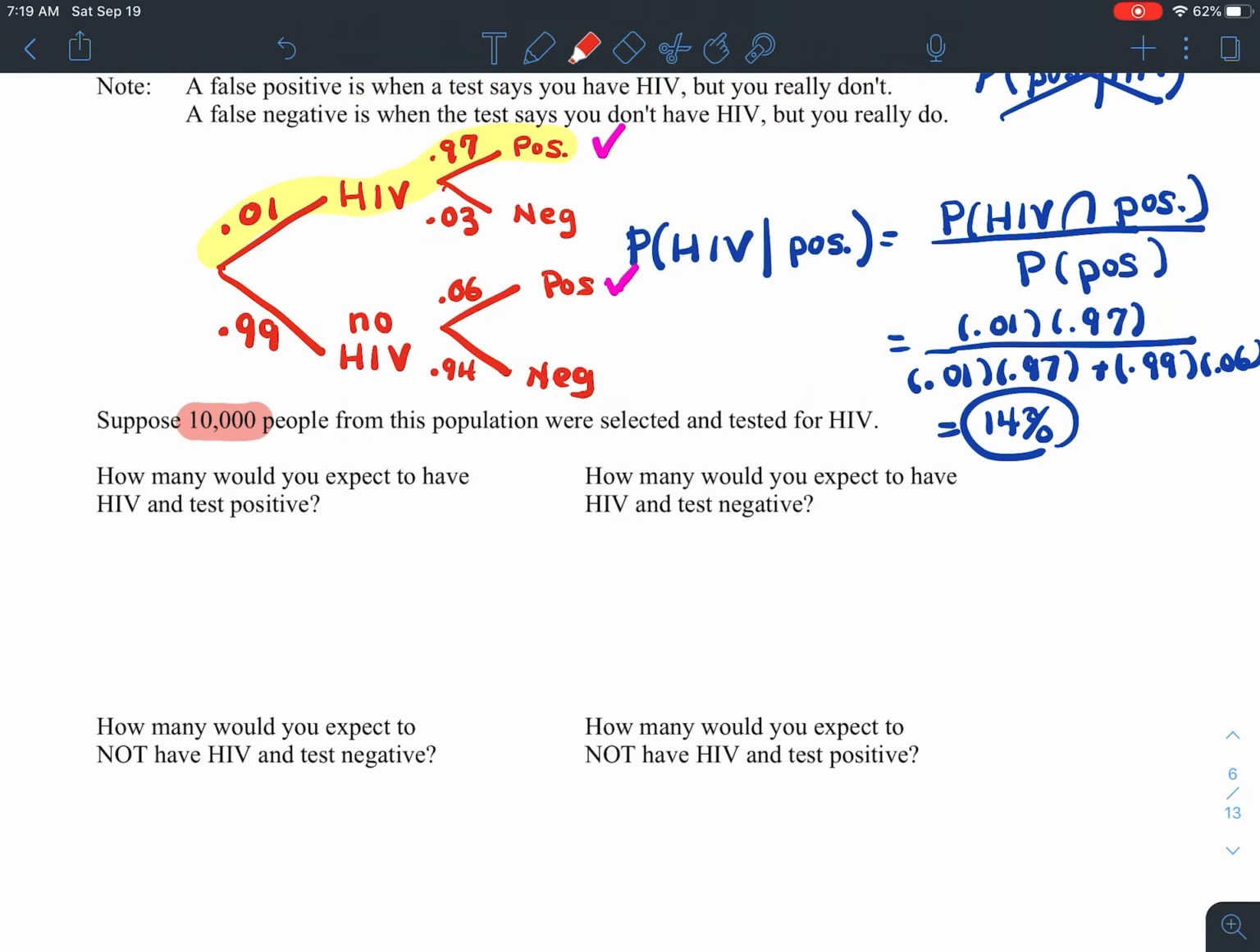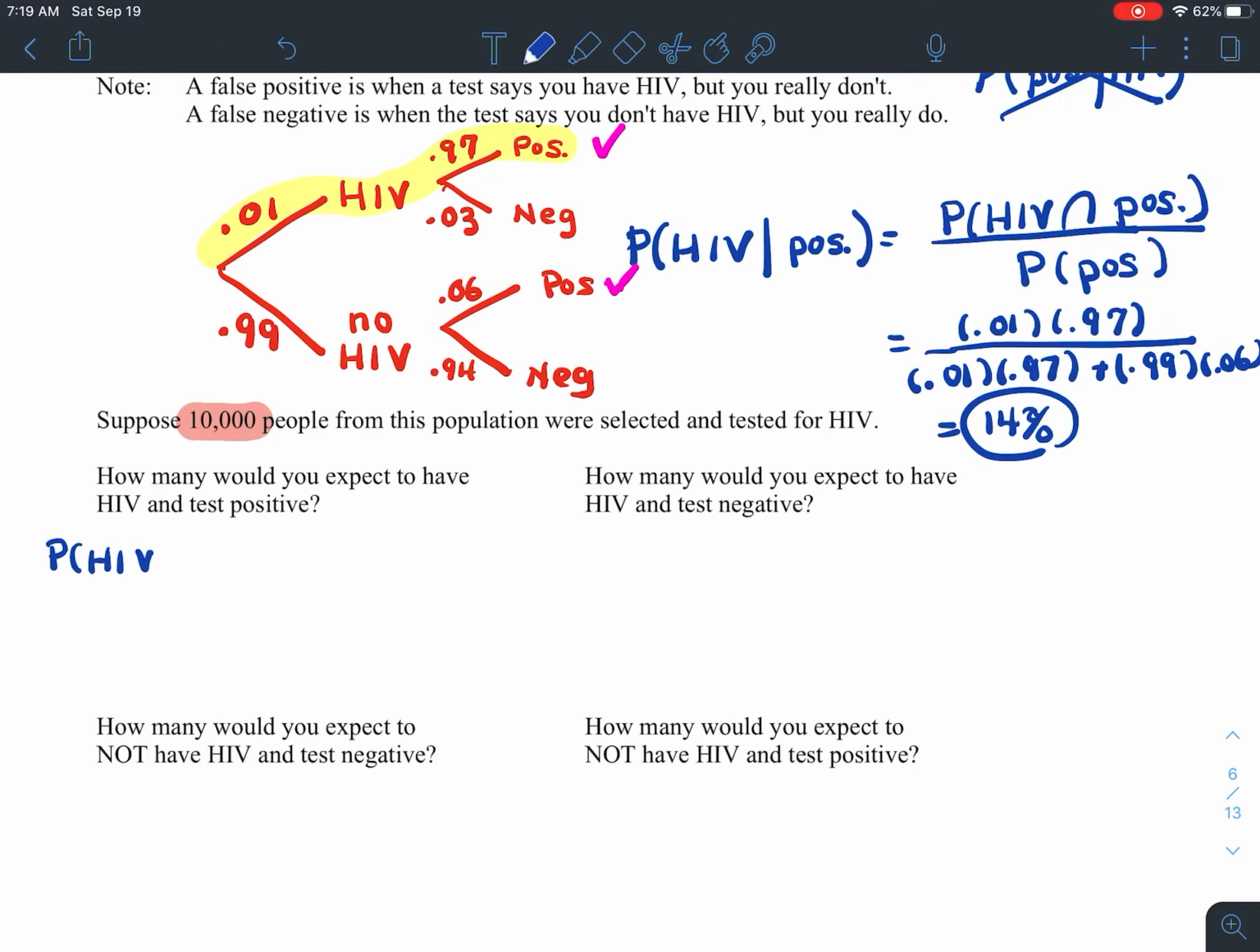It says suppose that 10,000 people from the population were selected and tested for HIV. Now the key here is they're giving you a number of people who they're planning on testing. It wants to know how many you would expect from that 10,000 to have HIV and test positive. Now they're not asking you for a percent, they want the number. So if we can figure out the percentage or probability of people who would have HIV and be testing positive, we simply multiply that by 10,000.